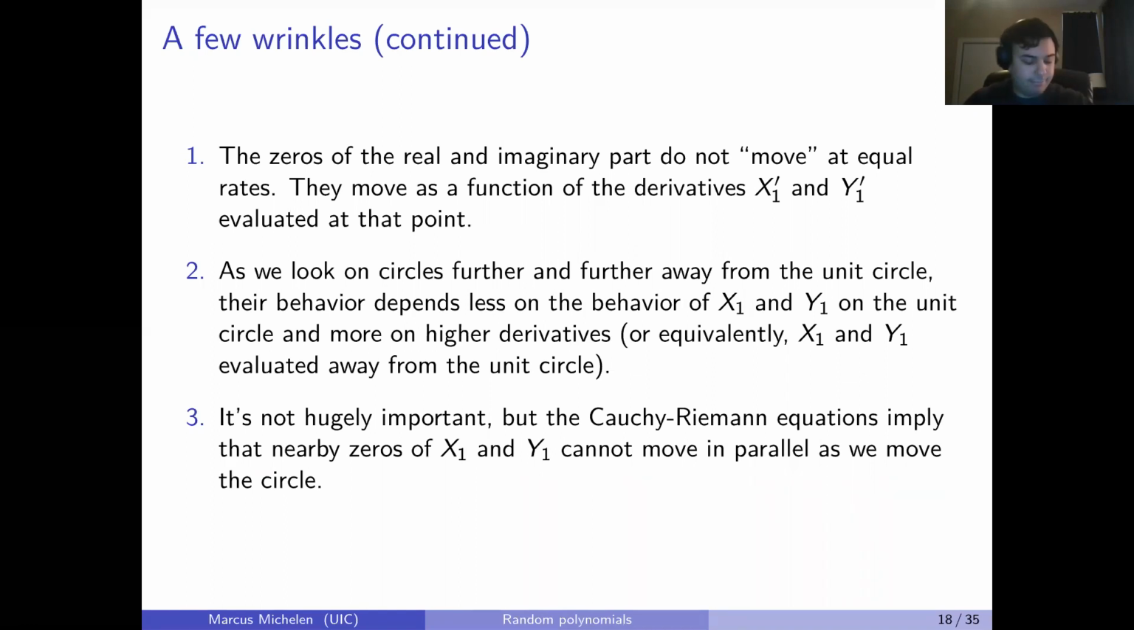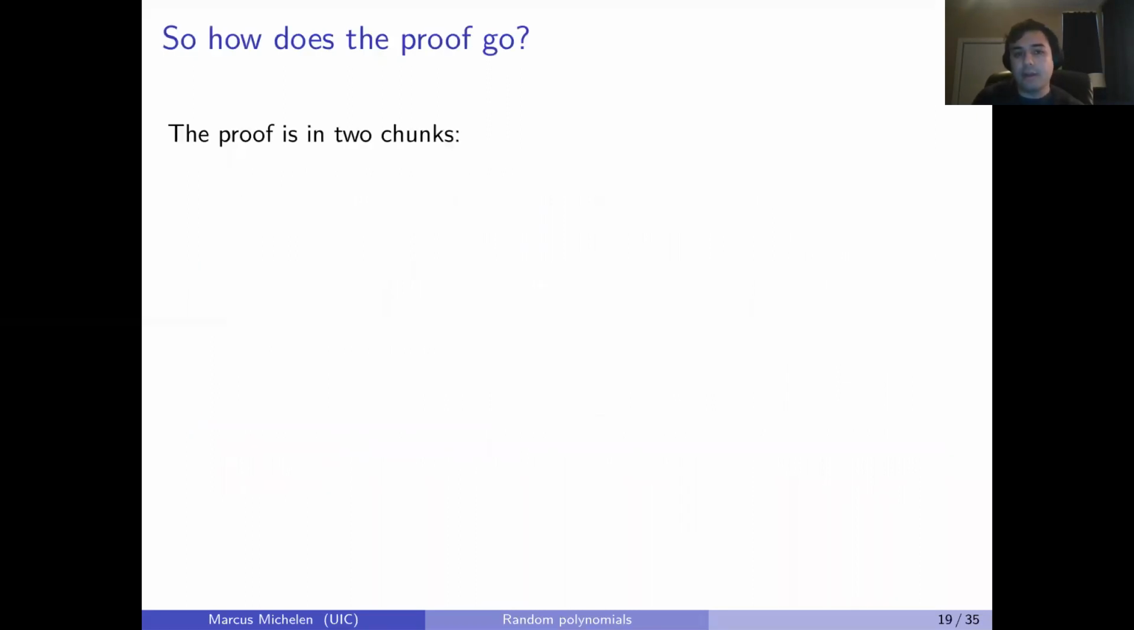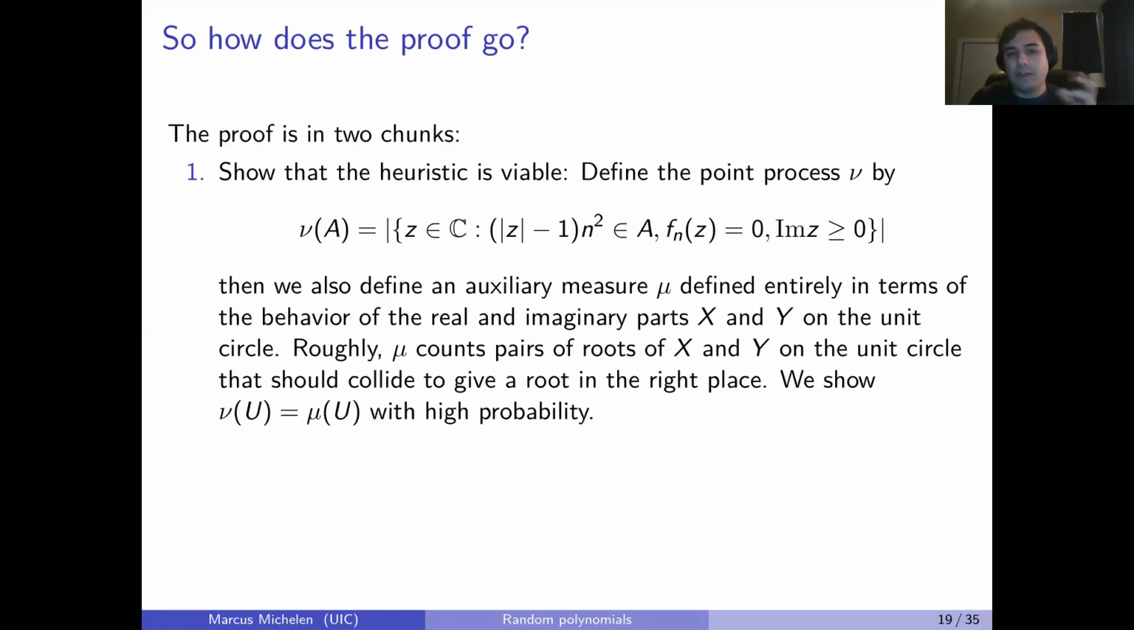Okay. So with this heuristic in mind, let's talk about how this proof goes in a very high level chunk. So we have two halves to this proof. The first one is showing that the heuristic is viable.